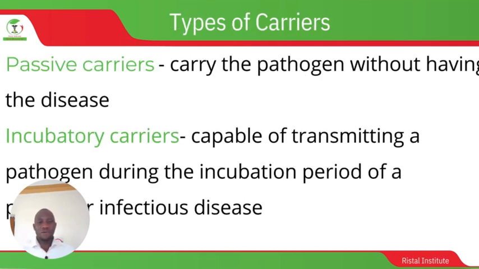So carriers can be those individuals who are not exhibiting the signs and symptoms of a disease. Okay, so they just carry the pathogen. These are what we call passive carriers. And then we have people who are capable of transmitting the pathogen in the period where they do not even have the physical signs and symptoms associated with the disease. Okay, so during the incubation period, they can still be infectious. They can spread the condition to other individuals. Those are the incubatory carriers.